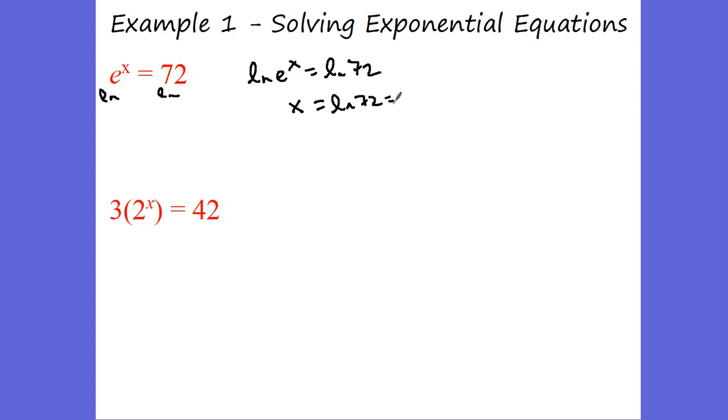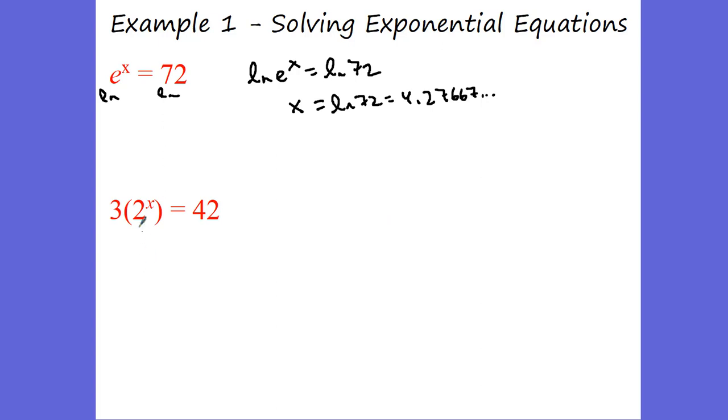Or if you do that in your calculator, natural log of 72 is 4.27667, and so on and so forth. Okay? And so you can see how you can check your answer. You can do e to that answer, and you'll get 72.